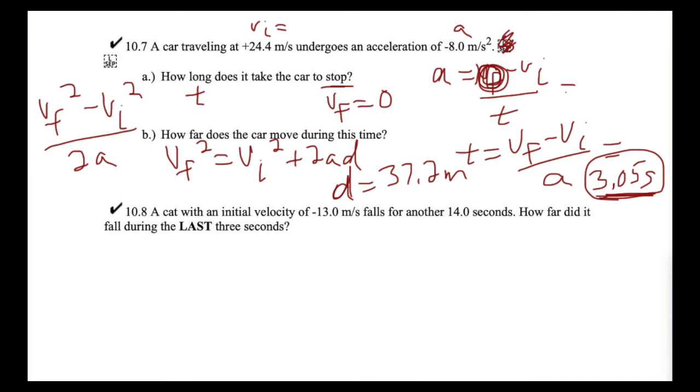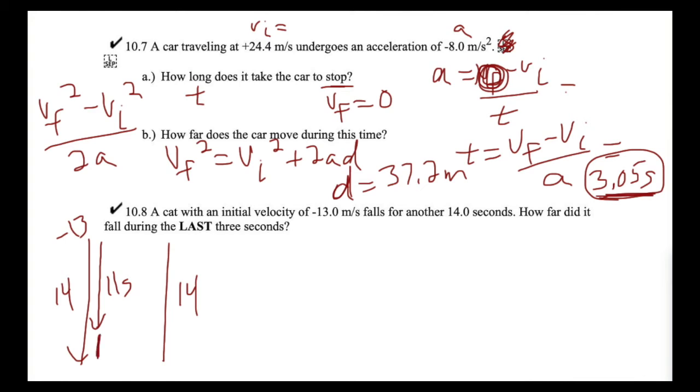All right. The last problem I left is kind of tough. It says a cat with an initial velocity of -13 falls for another 14 seconds. How far did it fall during the last 3 seconds? So from here all the way down is 14 seconds. Then I want to see how far it falls down to here, like during 11 seconds, right? So I can figure out how far it fell in this last 3 seconds right here.